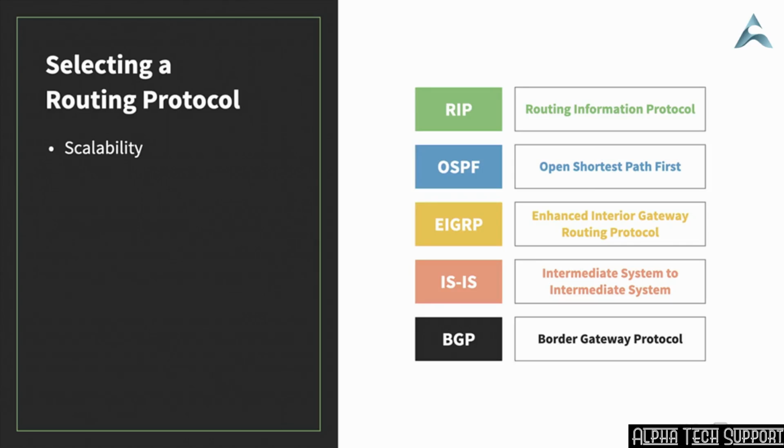OSPF is very scalable. I used to work down at Walt Disney World in Florida where we had about 600 routers, and we ran EIGRP. It was very scalable. IS-IS also very scalable. We tend to see that in service provider or data center networks. Maybe the most scalable protocol of all is BGP, the Border Gateway Protocol. That's the protocol that runs the internet.